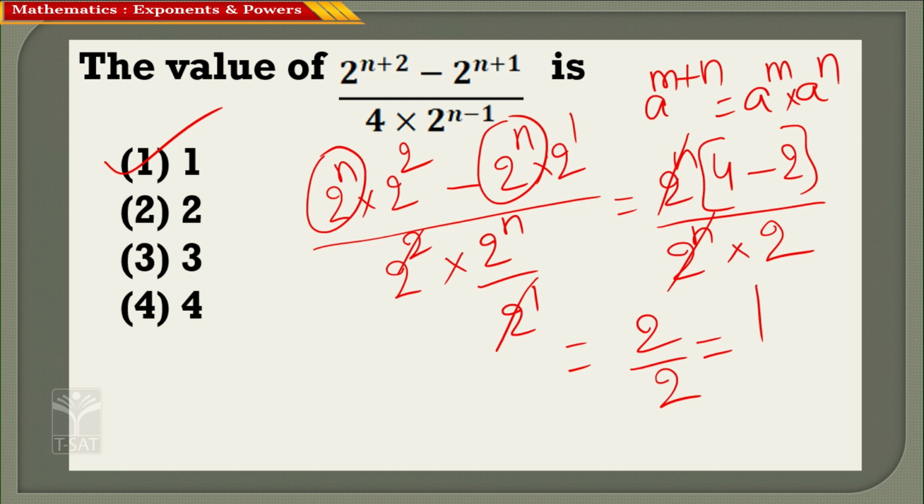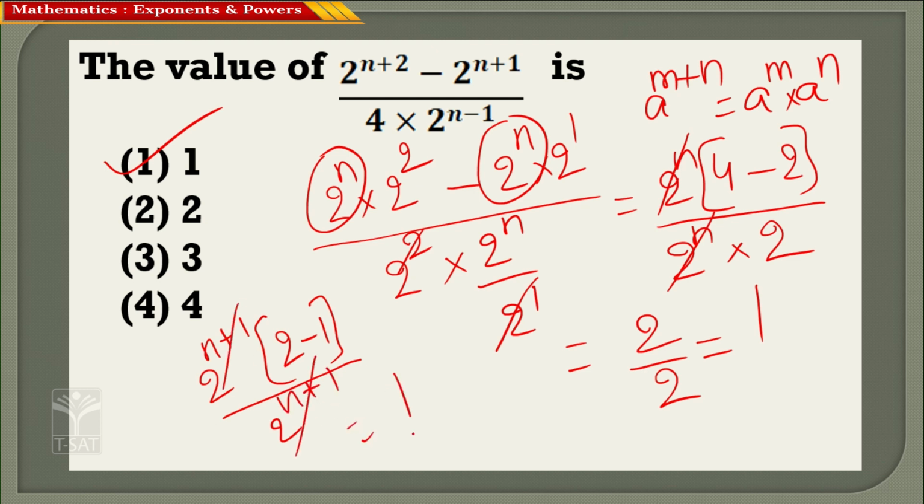Of course, if you understand, you can do it the other ways also. This 4 you can write like 2 square. Then 2 square into 2 power n minus 1, if you add n minus 1 plus 2, n minus 1 plus 2 is n plus 1. Then you can see 2 power n plus 1 you can take common. Then you get 2 minus 1 by 2 power n plus 1. 2 power n plus 1, 2 power n plus 1 cancel. 2 minus 1 is 1. So how you analyze the problem, how you solve the problem, that is more crucial.